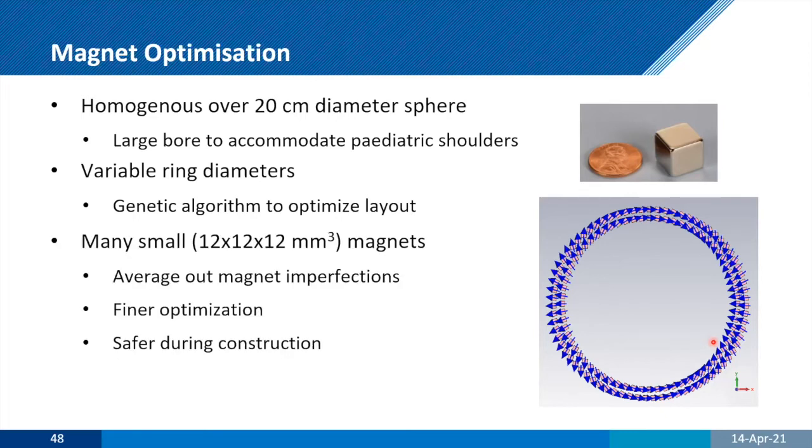And so rather than using very big magnets, which would give us a stronger magnetic field, we used smaller magnets simply because, A, they're safer during construction. It means that we can get some finer optimization. And since we're buying relatively cheap magnets, which are going to be plus or minus a couple of percent, it averages out. If you use several thousand magnets, that averages out those imperfections. So what Tom came in to do here is to look at a genetic algorithm to try and optimize the layout of these, to get as homogeneous a field as possible.